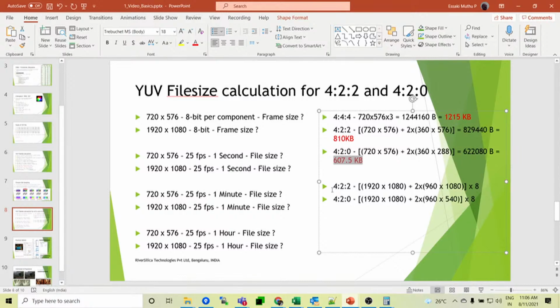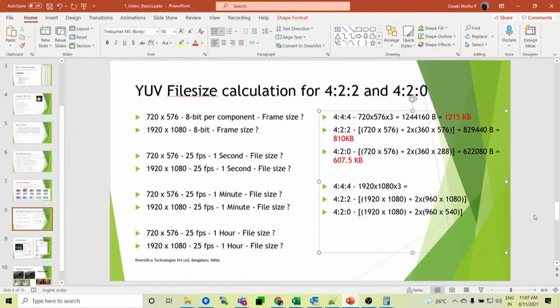607. So this is for one frame, and that too for 720 by 576. Can you calculate for 1920 by 1080 here, and can you tell me the value for 4:4:4? Would you please tell me the value? I will type it here, into 3. Oh, big number. I want a small number, madam. KB or MB. Sir, can you repeat the question, sir?